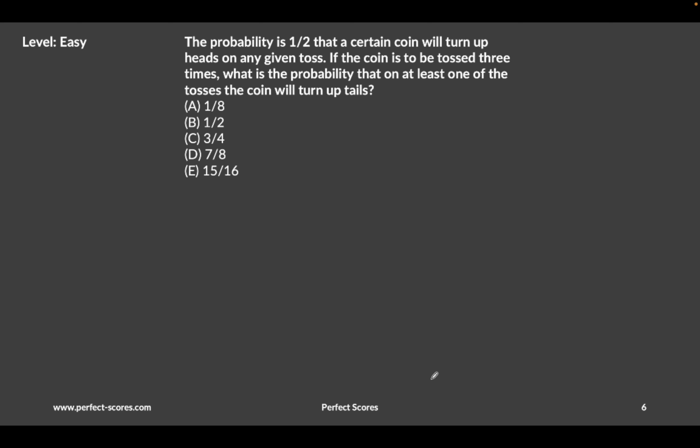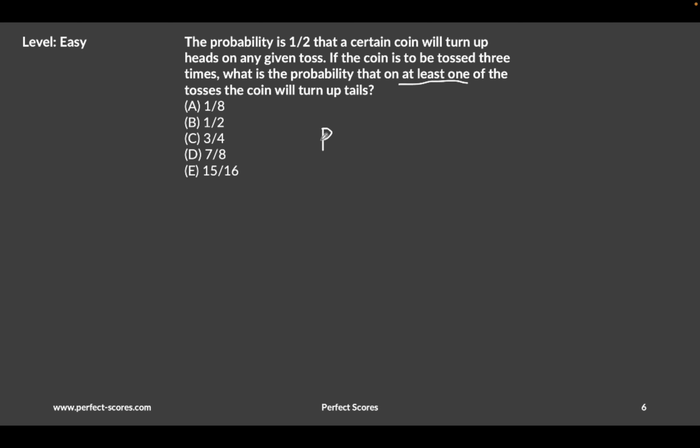Okay, so the probability is 1/2 that a coin will turn up heads, again, same type. If the coin is tossed 3 times, what is the probability that on at least one of the tosses, the coin will turn up tails? Now, as soon as you see the words at least one, something should trigger inside you to flip this question. What do I mean by flip this question? I'm just going to give you a general overview.